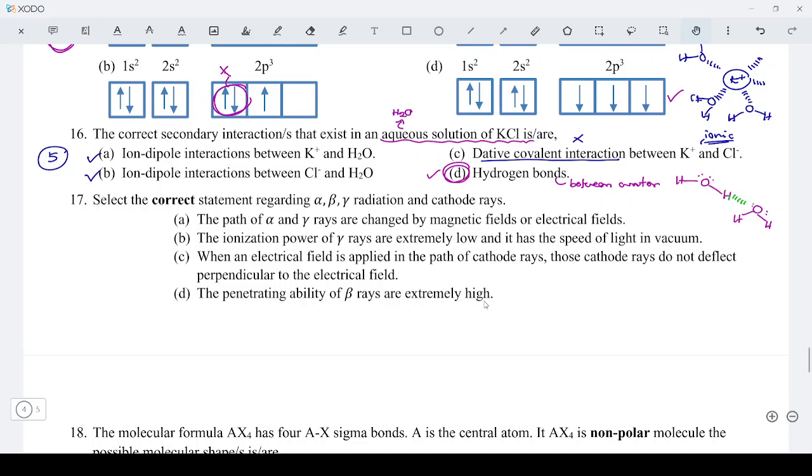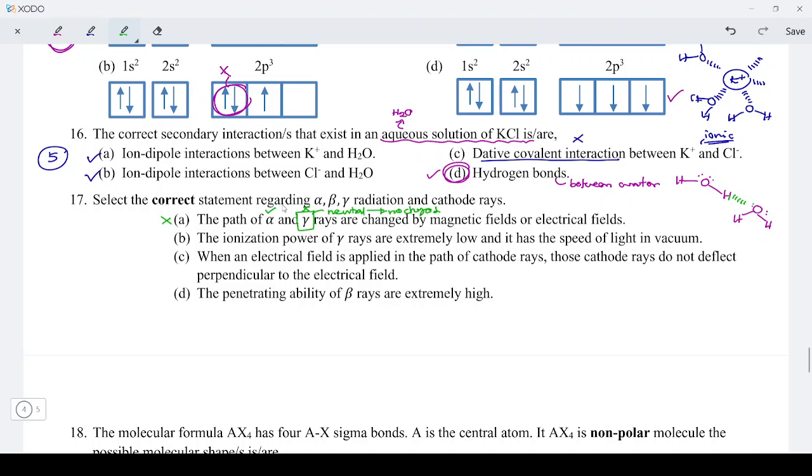Now you go to MCQ 70. The correct statement regarding alpha, beta and gamma radiation and cathode rays. Okay, so you can see cathode rays are also included. Let's check the statements. The paths of alpha rays and gamma rays are changed by magnetic fields. So that is true for alpha, but gamma is neutral, no charge. If there are no charged particles, the path is not affected by electrical or magnetic fields. So that is going to be wrong for gamma. Alpha, that is true.